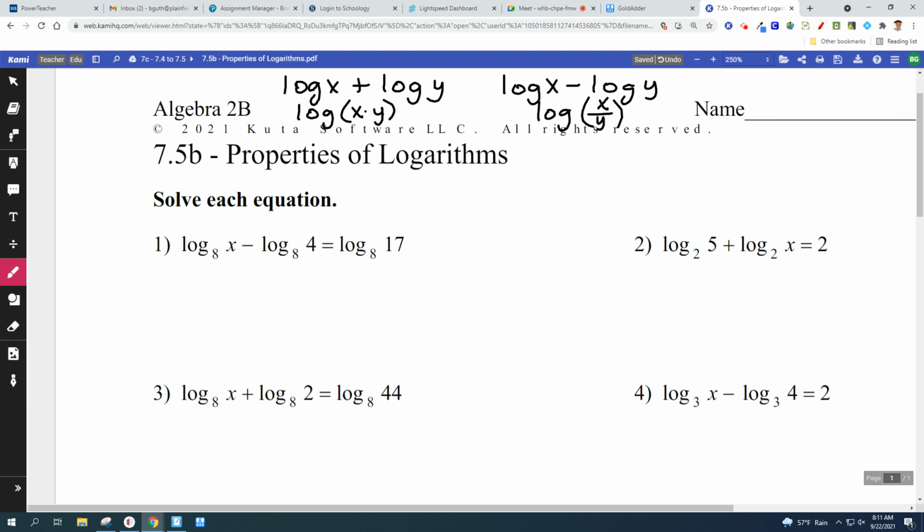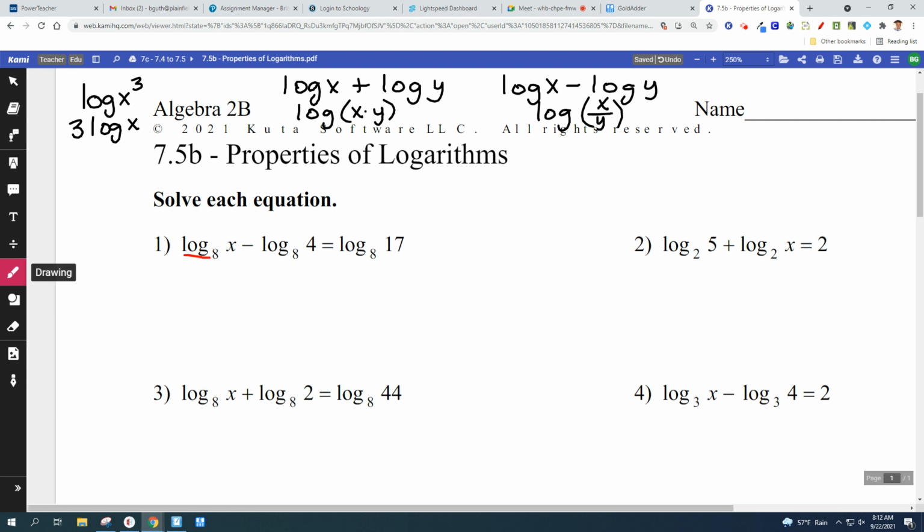And the other one that we had: let's say we have log x to the third power. We pulled that exponent around to the front and called that 3 log x. So we've got three different rules that we use over and over again with logarithms, and you're going to have to use that property in problem number one.